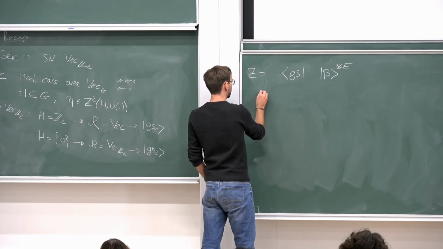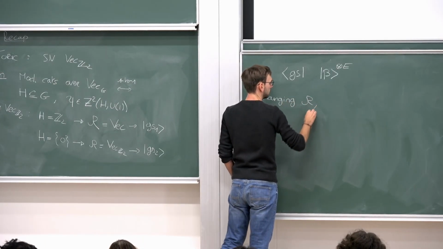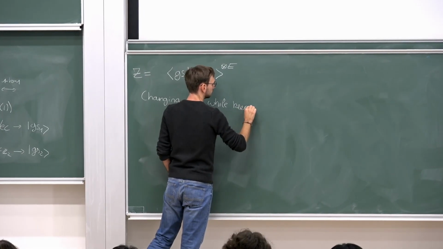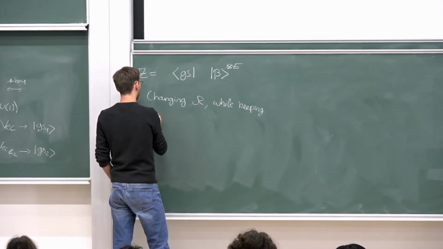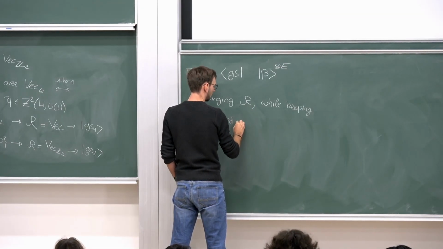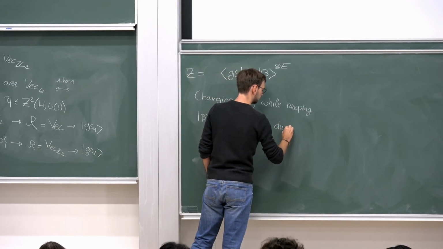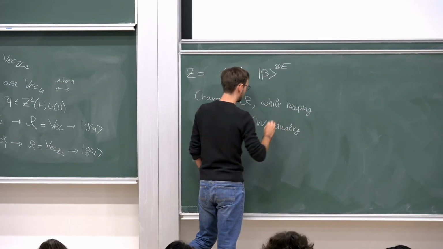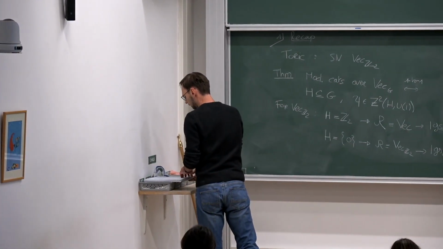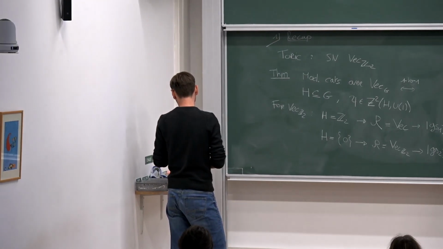And so by changing the module category R while keeping beta fixed, we had the Kramers-Wannier duality of the Ising model. Okay, so that's a bit of a recap of what we did last time.